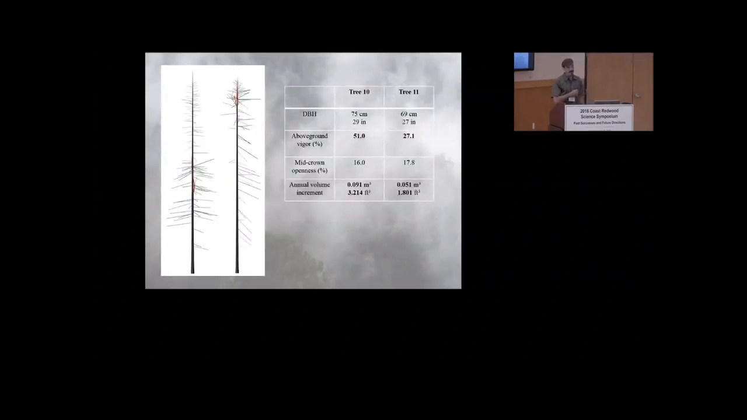An example of the above ground vigor effect. Tree 10 was slightly smaller and had less light availability than tree 11, but its above ground vigor was nearly twice that of tree 11, and it grew nearly twice as much wood.